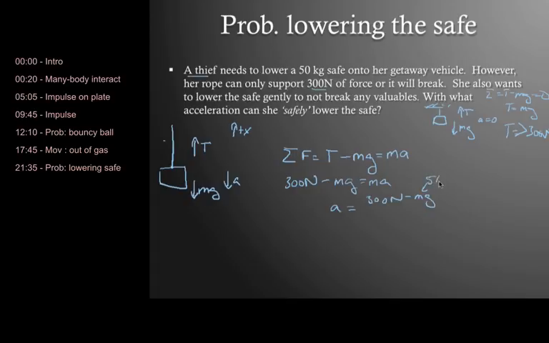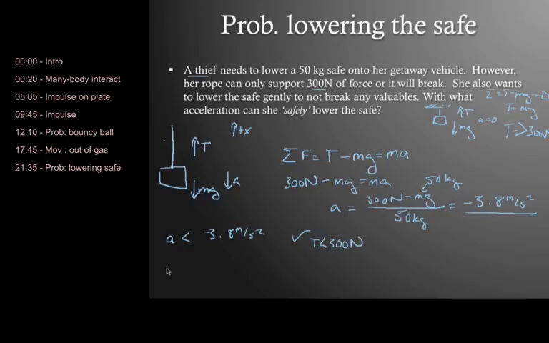times gravity, so this is my 50 kilograms. And then now divided by the mass of the safe, that 50 kilograms. So I'm going to get that I have to lower the safe no slower than 3.8 meters per second squared. So if I have a less than minus 3.8 meters per second squared, so I'm dropping it faster than this, then I'm okay. T will be less than 300.